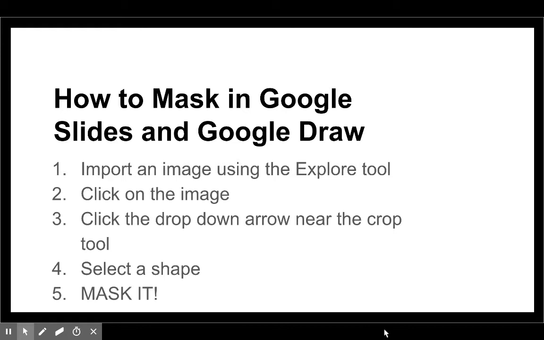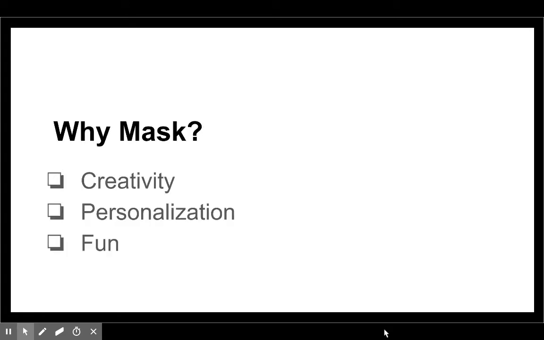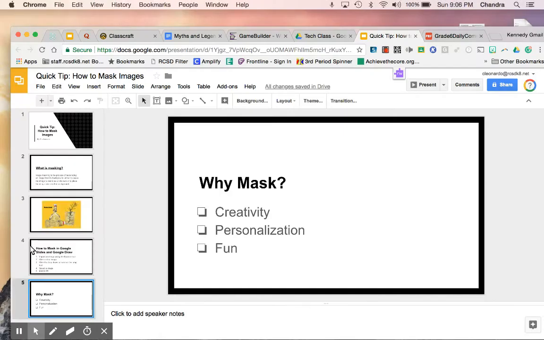All right, so here's how you do it in Google Slides and Google Drawing. First, you're going to import an image using the Explore tool. Then you're going to click on the image. Then you're going to click the drop-down arrow near the crop tool, select the shape, and mask it. Now, let's try it out.